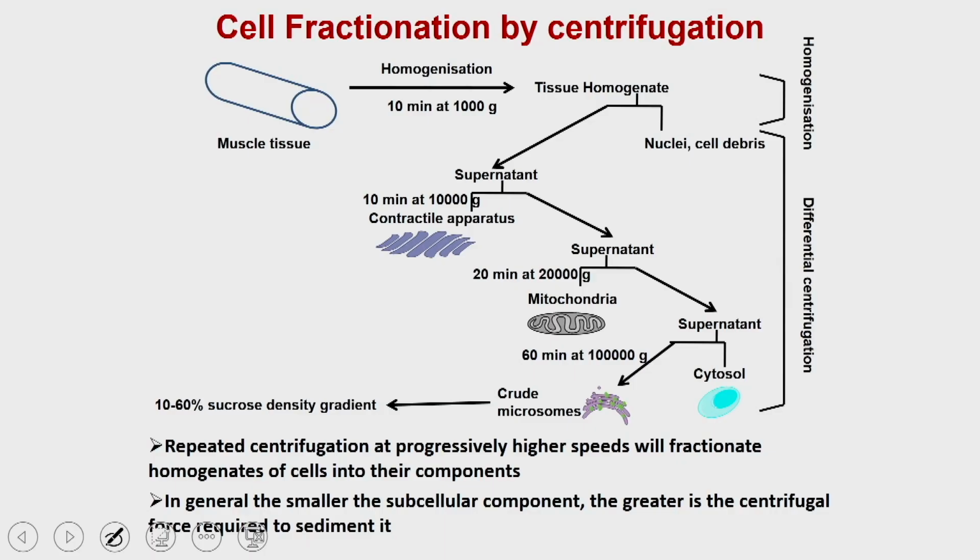Now, take another example. Suppose you started with muscle tissue. Exactly the same way you do homogenization. Then if you do a centrifugation at 1000 G for 10 minutes, in the first round you are going to get the nuclei as well as the cellular debris. Once you take the supernatant and do another round of centrifugation at 10,000 G for 10 minutes, that will give you the mitochondrial fraction, and if you spin the supernatant down at 1 lakh G, that will give you the microsomes as well as the cytosol.